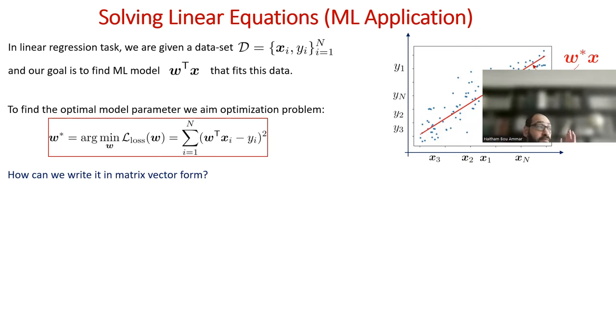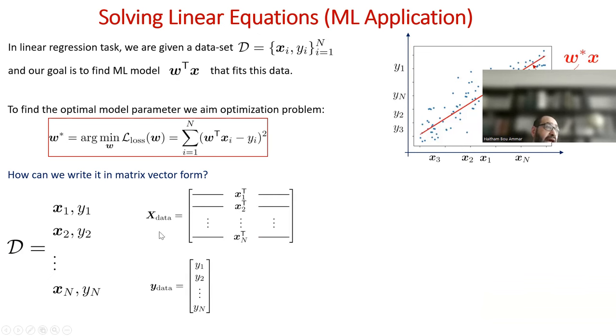Now, can we write this problem in a matrix vector form? Well, if I have my data, which is x1, y1, x2, y2, up to xn, yn, I will define two objects. I will define a matrix, which I call x data, and I will define a vector, which I call y data. So x data is a matrix where the first row is the first data point, the second row is the second data point, the nth row is the nth data point. Fair?